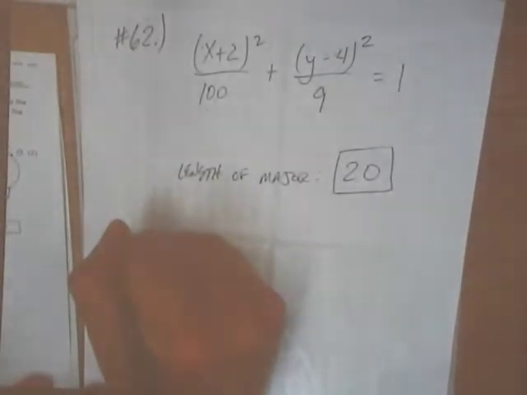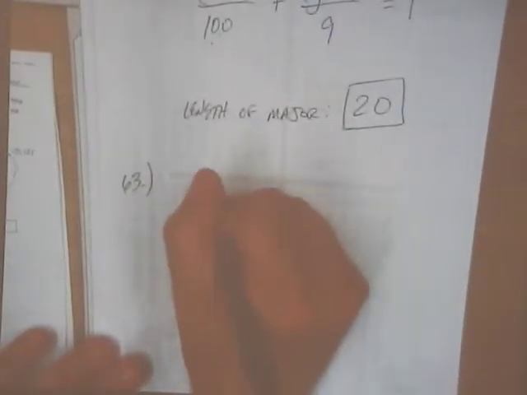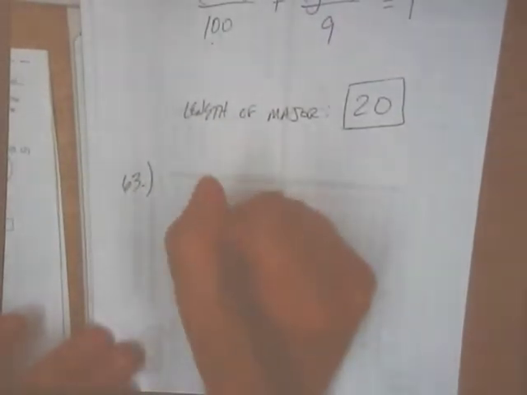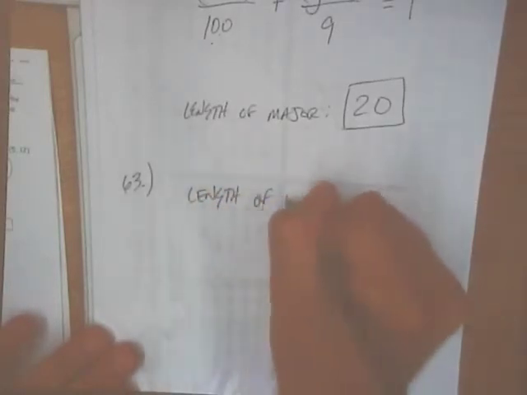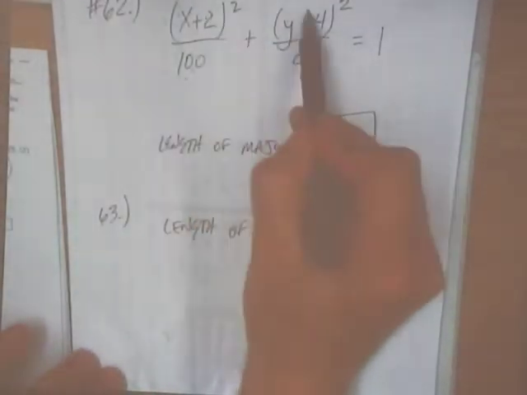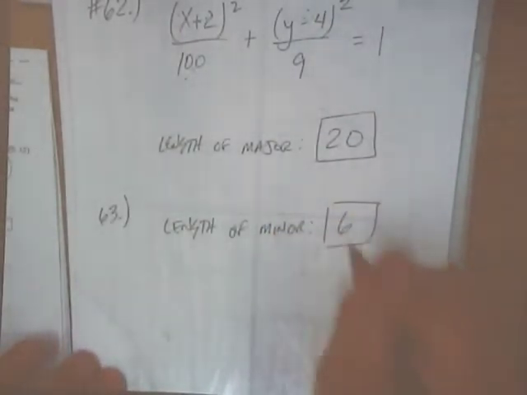All right. 63. Asking about the minor now. Same equation. So the length of the minor would be 6, right? Because from the center, -2, 4, I go 3 units in the y direction, up and down, so the entire length would be 6.